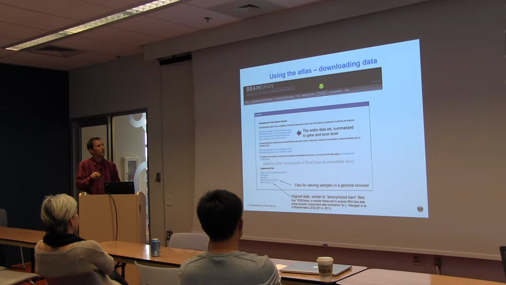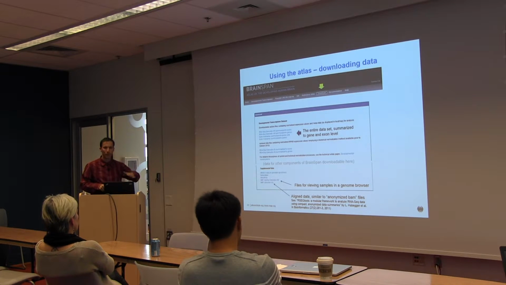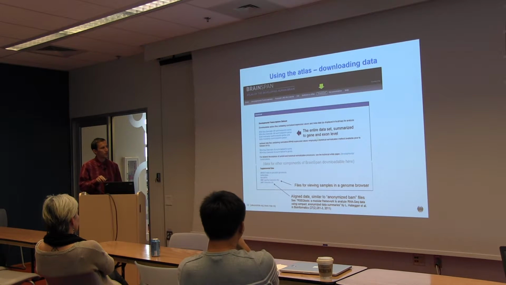Okay, so then if you want to download all the data, or any components of the data, you go to the download link from the main page. You can get the whole data set summarized either to the genes or to the exons. I think these would be the numbers. Maybe a scaled version of these numbers is what you get when you download any of the pages individually. And so you can get all the data here.